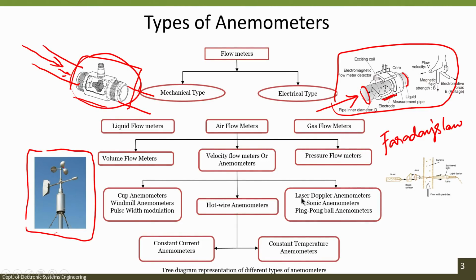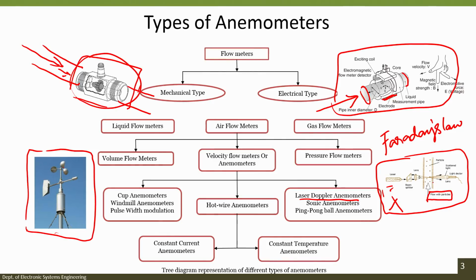Let me just brief you about what is a laser Doppler anemometer. So this figure here talks about the laser Doppler anemometer. As you can see, there is a source, that is the laser light, a splitter, and then the lens. So the laser light here of a particular wavelength lambda is focused onto a chamber where there is a flow of fluid with different particles.